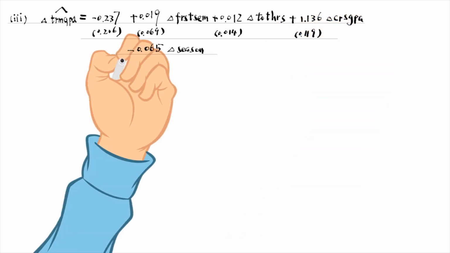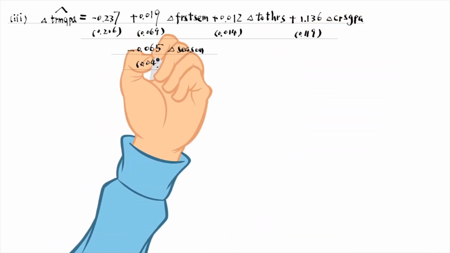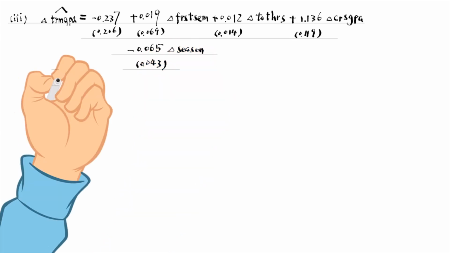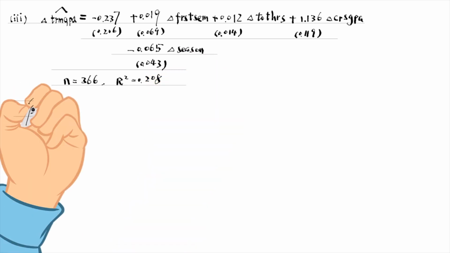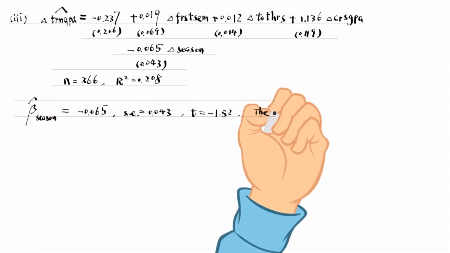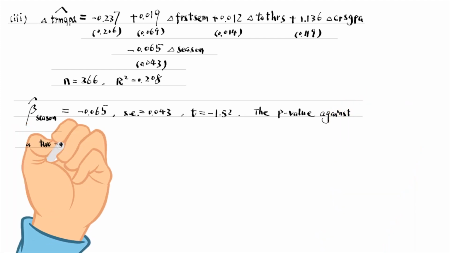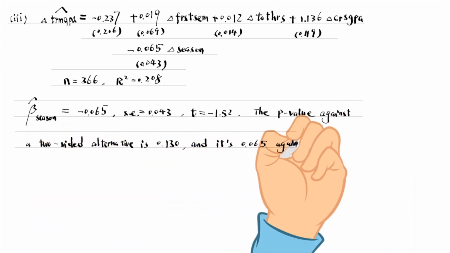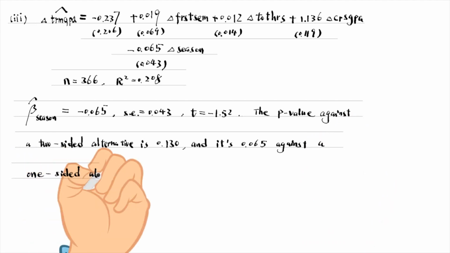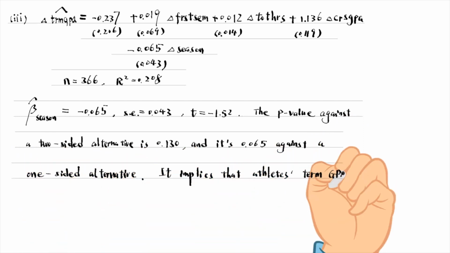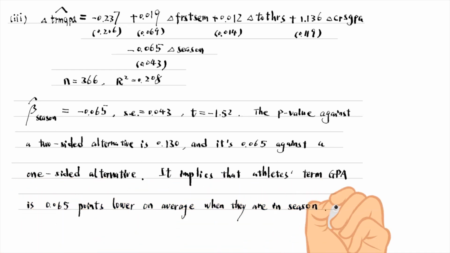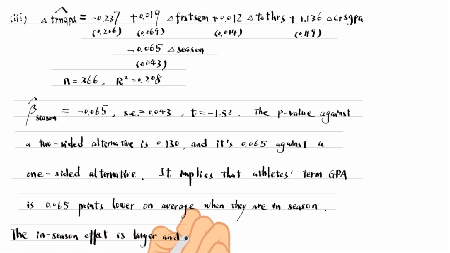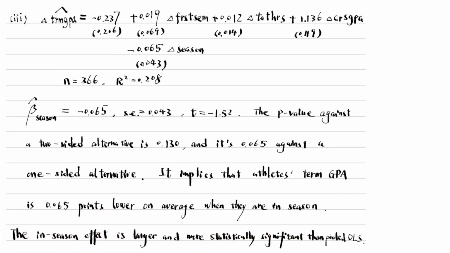The estimate of the coefficient on the season variable is minus 0.065. Its p-value is 0.130 against a two-sided alternative and 0.065 against a one-sided alternative. It implies that the athlete's term GPA is 0.065 points lower on average when they are in season. The in-season effect is larger and more statistically significant than in pooled OLS.